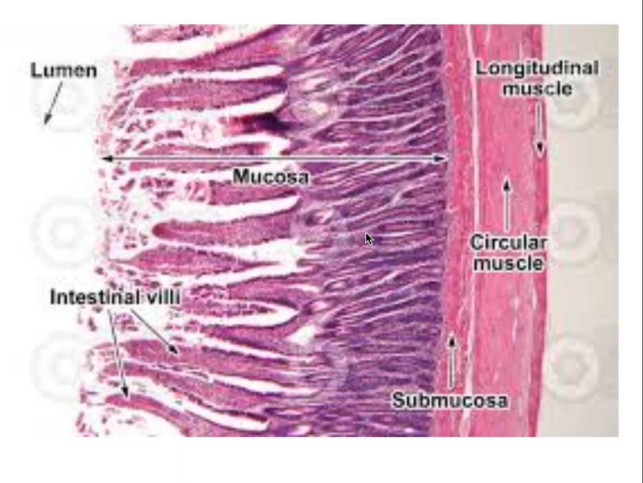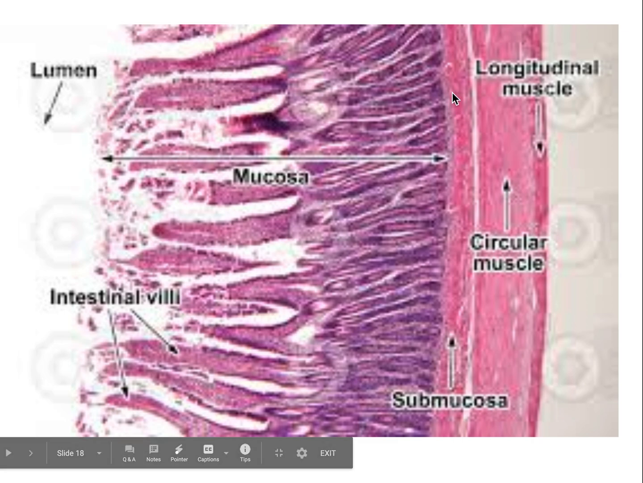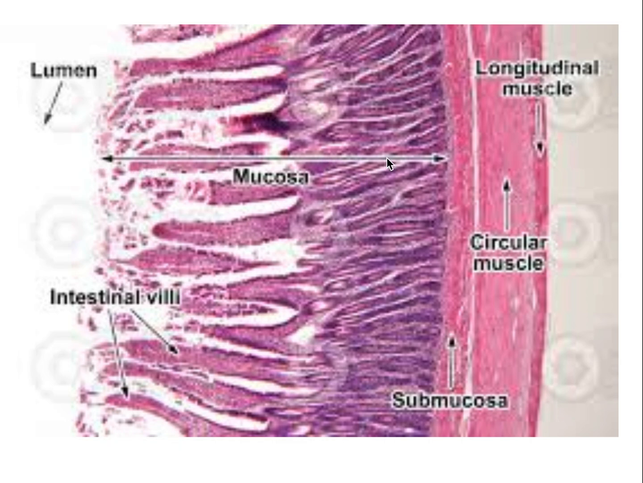Here's a larger image of it to zoom in. You can see the muscles here for contraction to help keep moving things along. The submucosa here, the mucosa that contains all of the lining and the villi. And the lumen, remember, is an opening. Lumen just means opening, so there's a hole in the middle here.